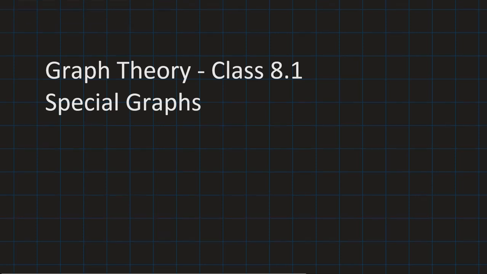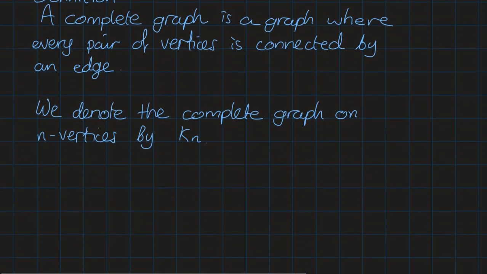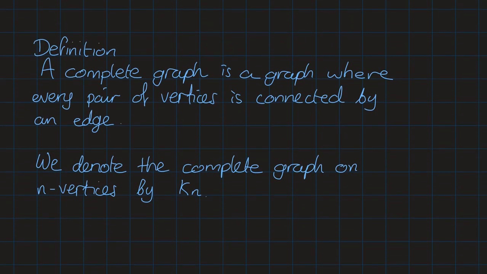Okay, so let's begin with the definition of the first type of special graph. And this is called a complete graph. A complete graph is a graph where every pair of vertices is connected by an edge. Okay, that's the definition. So for every single pair of vertices, there's exactly one edge connecting them. We tend to think about complete graphs as undirected and unweighted, but you can also talk about directed and weighted complete graphs. But by default, if I say complete graph, I mean undirected and unweighted.